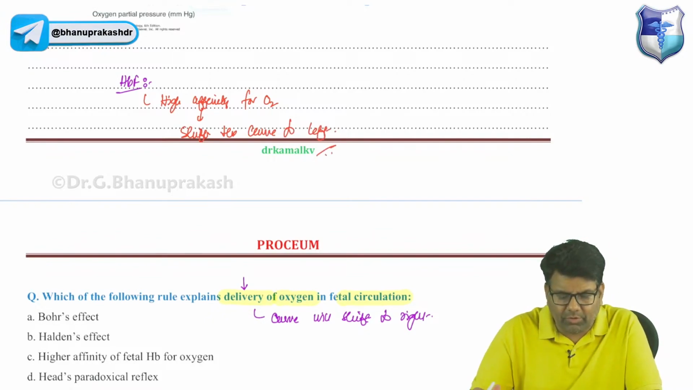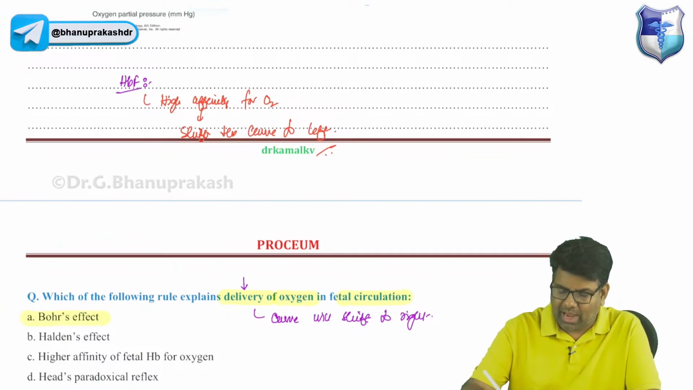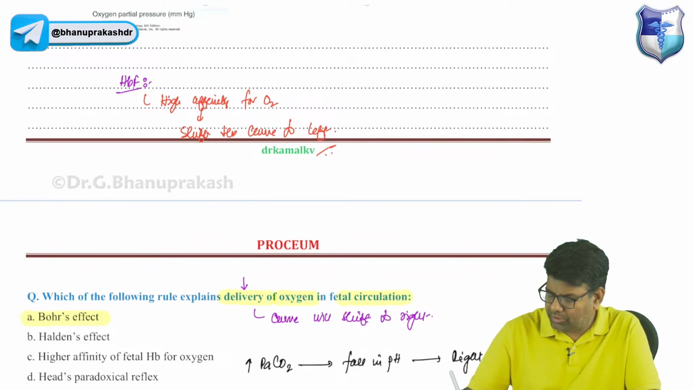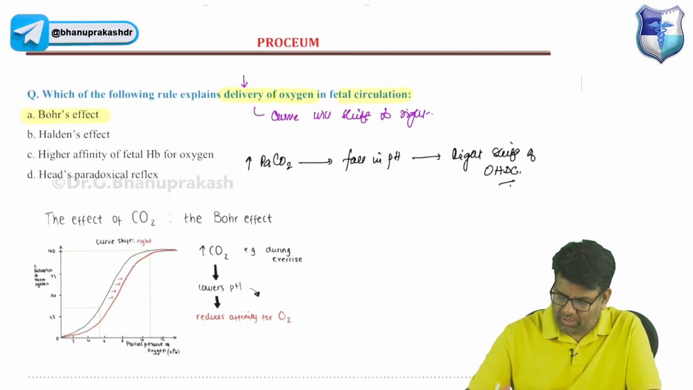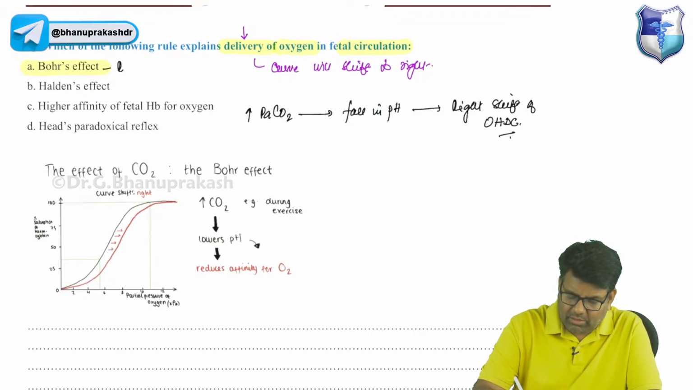Here it will shift the curve to left, but the factor which is responsible for release is increased PaCO2, which leads to fall in pH, and this results in right shift of oxygen hemoglobin dissociation curve. Right? So this is Bohr effect. This is how the oxygen is released. So please remember Bohr effect, and this causes right shift of the oxygen hemoglobin dissociation curve. Clear?